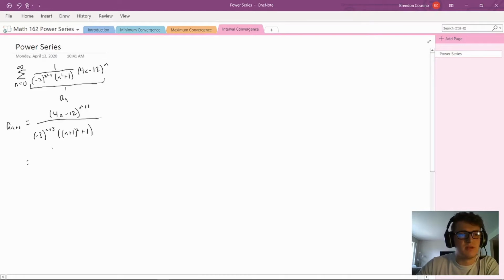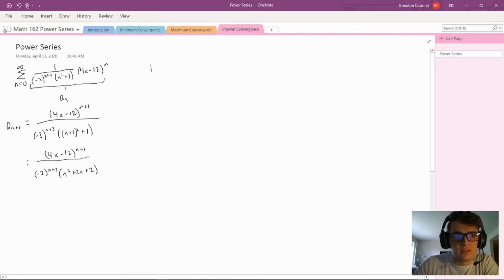Okay, so we want to just simplify this a step further. So this is going to be 4x minus 12 to the n plus 1 divided by, and then this is going to stay the same, negative 3 to the n plus 3. And then this one, what you're going to want to do is go ahead and FOIL this n plus 1 squared term out. And what you'll end up with is n squared plus 2n plus 1 from this term, and then a plus 1 from the outside. So it's going to be plus 2. Okay, so now that we have our a of n term, let's go ahead and run the ratio test.